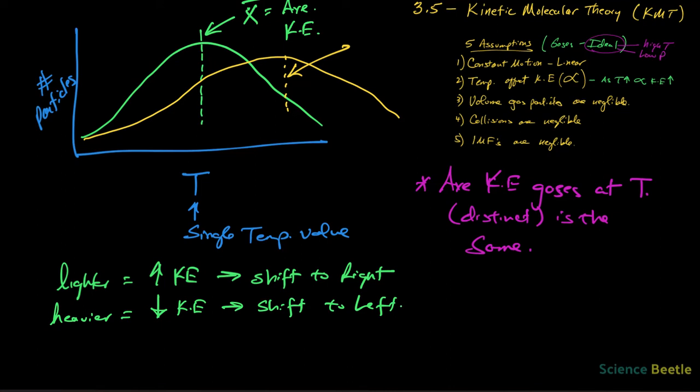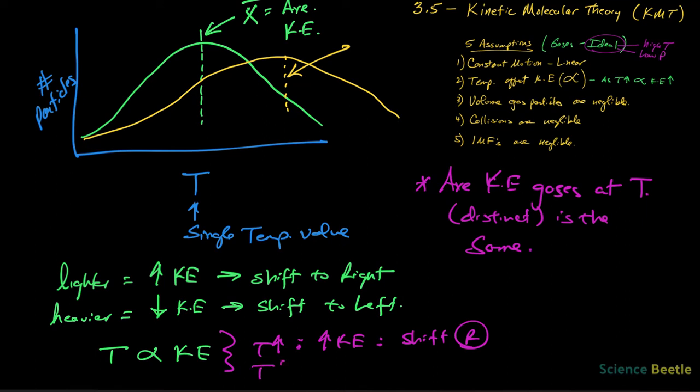Now, remember, since temperature is proportional to kinetic energy, here is the distinction you can make. If the temperature goes up, that is going to lead to an increase in kinetic energy, which should lead to a shift to the right. I'll represent that with an R circled. And if temperature decreases, that is proportionally related to a decrease in kinetic energy, which should cause a shift in the distribution to the left.